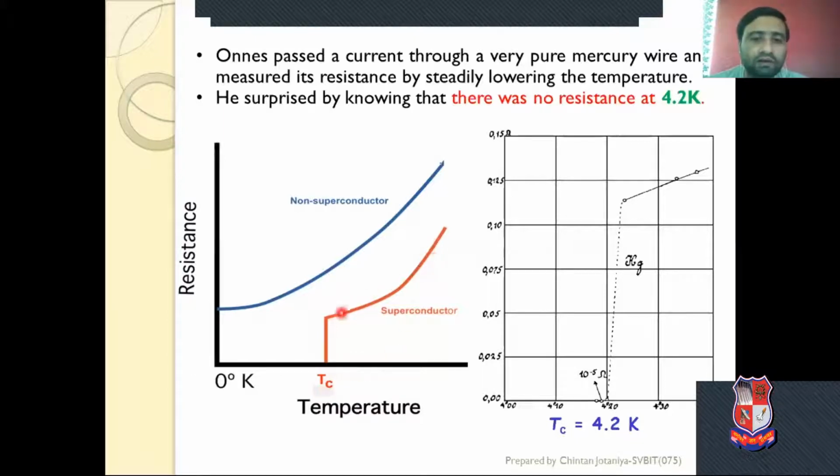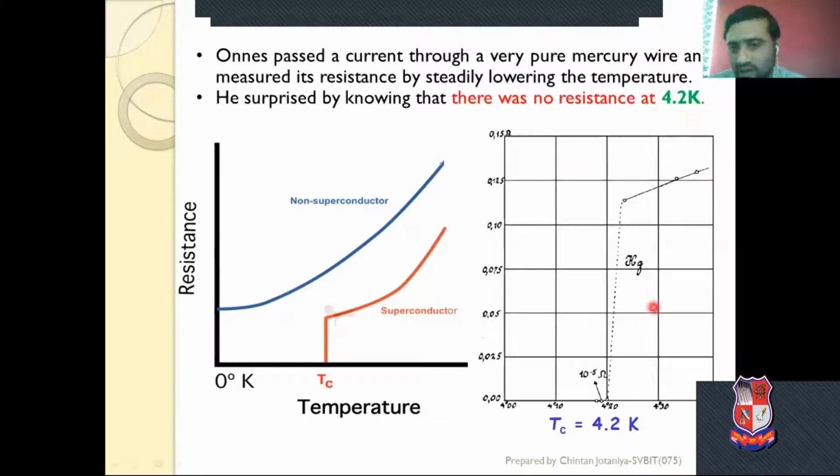The material which shows this kind of behavior, almost 0 resistance, he named a superconductor. So the first superconductor was found by Kamerlingh Onnes when he was experimenting with mercury. Mercury shows superconducting nature at 4.2 Kelvin.